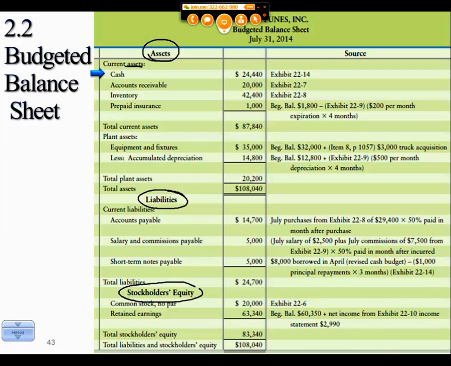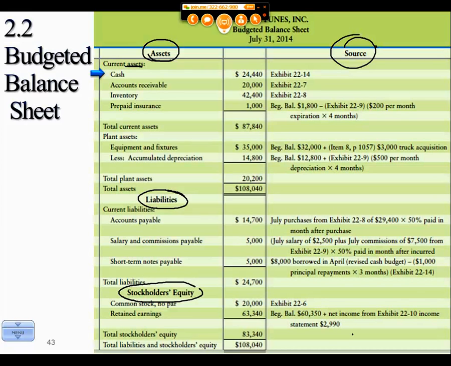Okay, so let's look at this one. What do we have here? We have our cash, our accounts receivable. Cash is 24,440. So you see there's a source. That's where your amounts are coming from. It's all a derivative of all the previous budgets that we've done before. All right? So all the detailed computations we've done, right? As you see, this is the source that I'm talking about. You've done all of these computations. You are putting it together in one big budgeted balance sheet. It looks just like a balance sheet. Same parts: asset, liability, stockholders' equity.